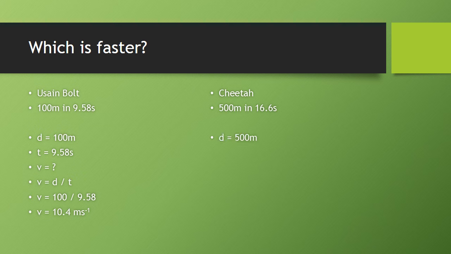Do the same for the cheetah. Plug it into our equation. Put those numbers into your calculator. And you see we get 30 meters per second for the cheetah, which means the cheetah is in fact going about 3 times faster than Usain.